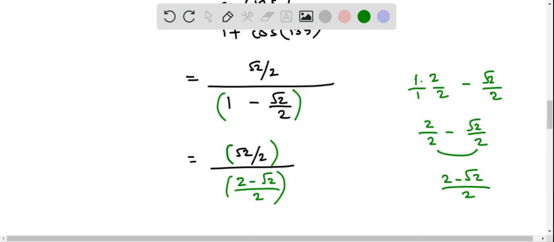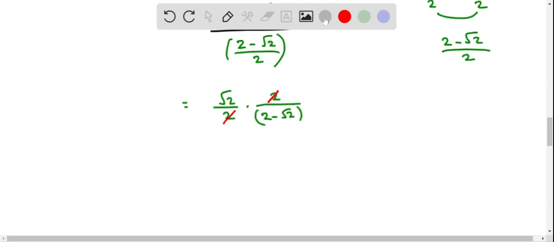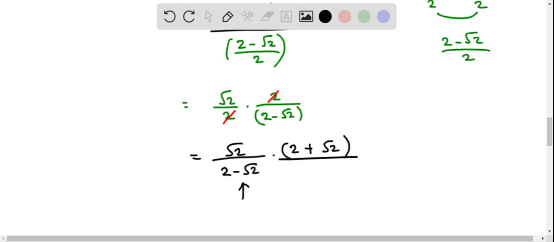Now we have a fraction in the numerator as well as in the denominator, which means we can write this as: first we put the numerator term multiplied with the reciprocal of the denominator term, that is 2 divided by 2 minus root 2. You see that this 2 and this 2 will get cancelled, that is they divide by itself, and so this equals root 2 divided by 2 minus root 2. Since we have a radical term in the denominator, we rationalize this. Here we rationalize by multiplying and also dividing by the conjugate of this term. The conjugate of this term is 2 plus root 2, and we multiply and divide by the conjugate.